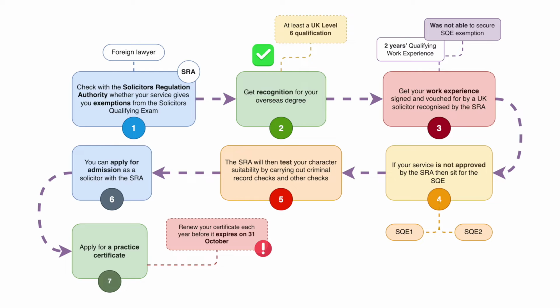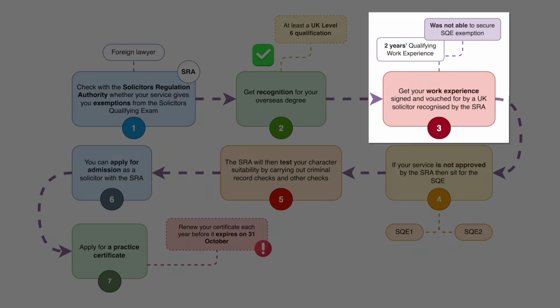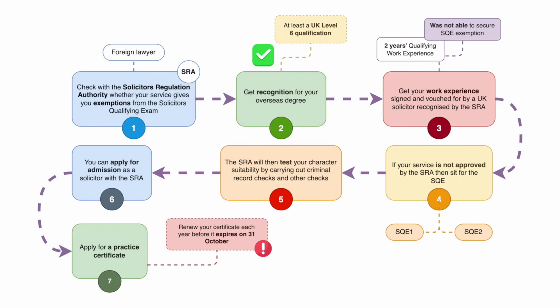Step 3. Get your work experience signed and vouched for by a UK solicitor recognized by the SRA. This is only applicable to foreign lawyers who are not able to secure a SQE exemption. You need to have 2 years of qualifying work experience, otherwise known as QWE, under your belt. This means working as a lawyer abroad. It can be working for foreign or international law firms, for governments as a lawyer, independently, or as a volunteer lawyer. With the qualifying work experience, you should demonstrate that you have the skills, knowledge, and behaviors that you will require as a qualified UK lawyer. It's all about obtaining practical experience in providing legal services.